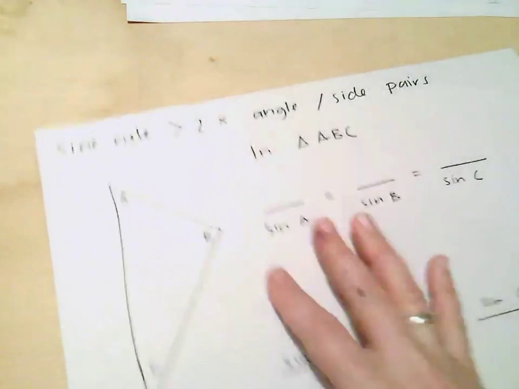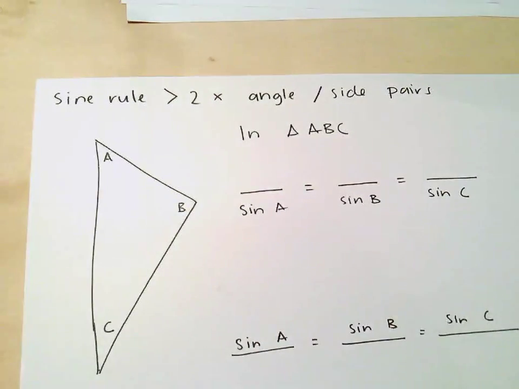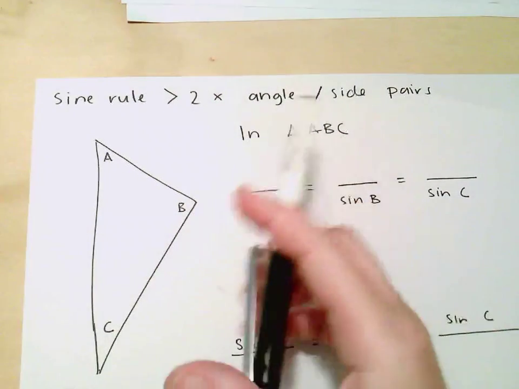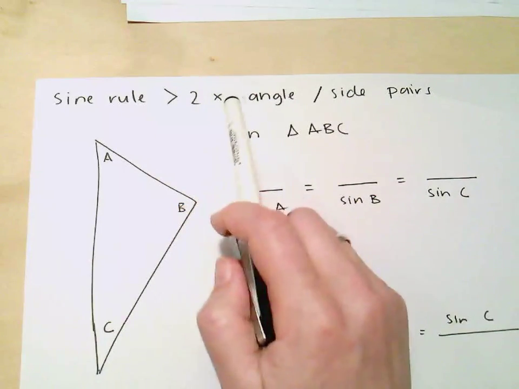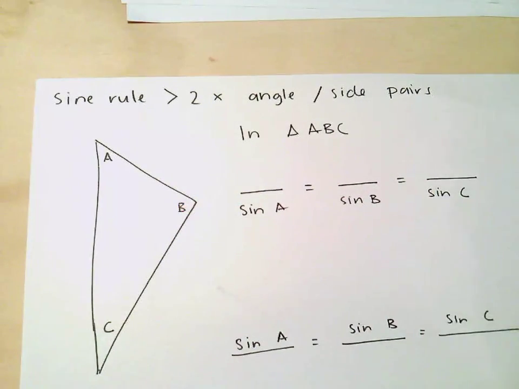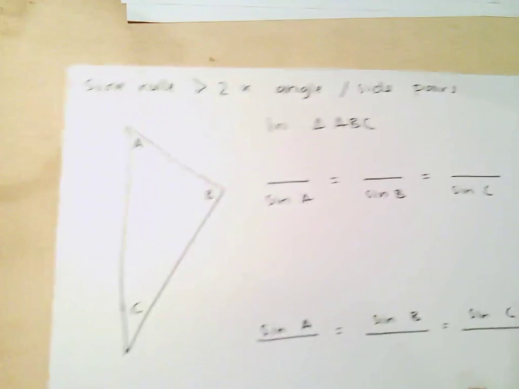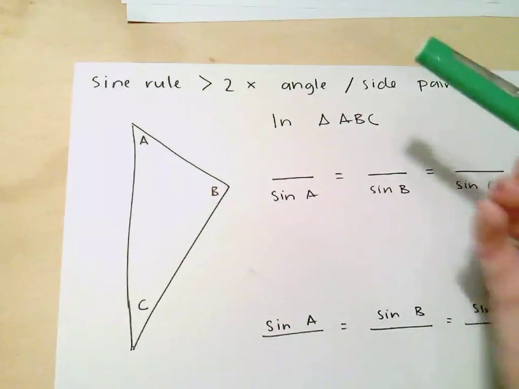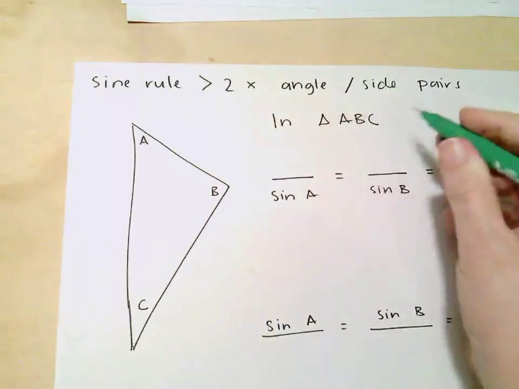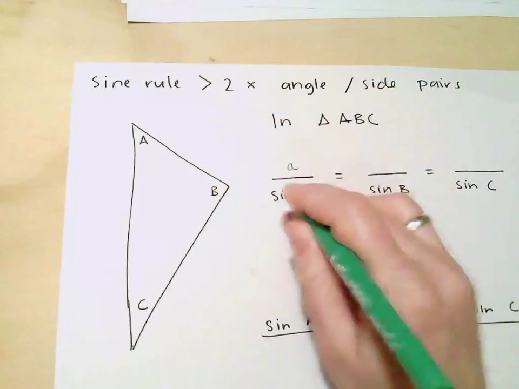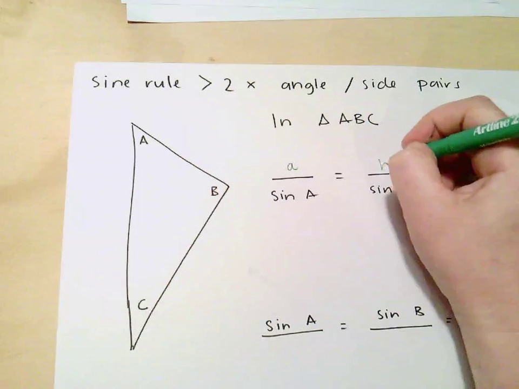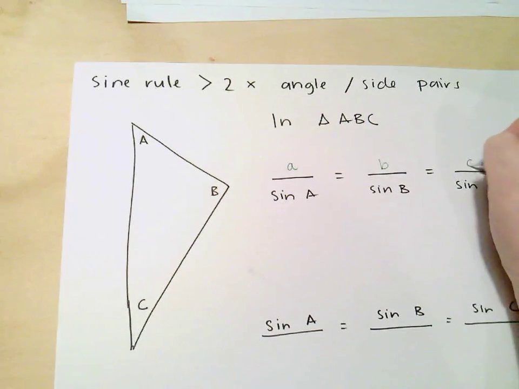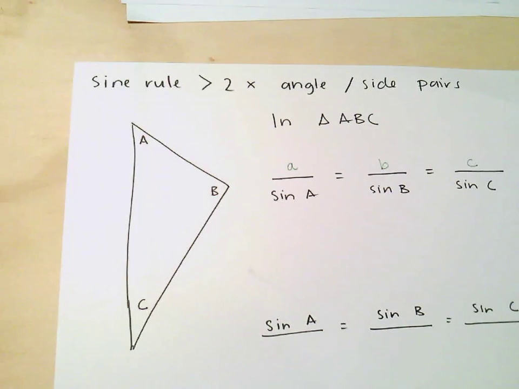We use the sine rule when we are given or interested in calculating and working with two angle side pairs. So what do I mean by an angle side pair? On your formula sheet you're given a formula that looks like this. It says in triangle ABC, a over sine A equals b over sine B equals c over sine C.